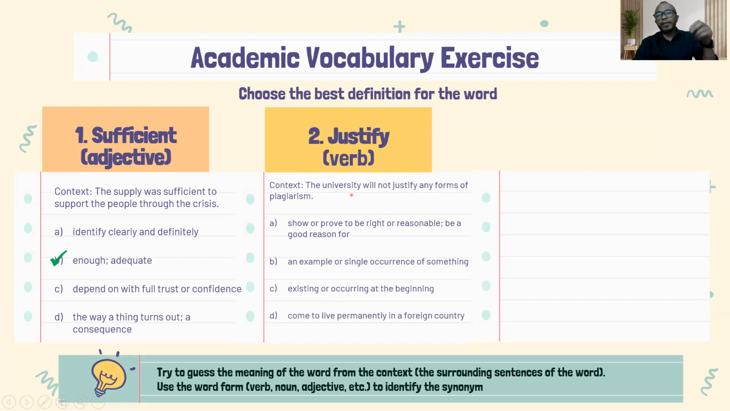University will not justify plagiarism. So what does the university do or react towards plagiarism? What do you think is the answer? Let's find out. Yes, so justify means to show or prove something to be right or reasonable, okay? And of course, plagiarism is not something right or reasonable.